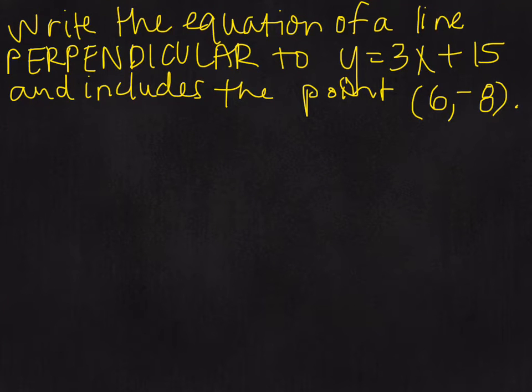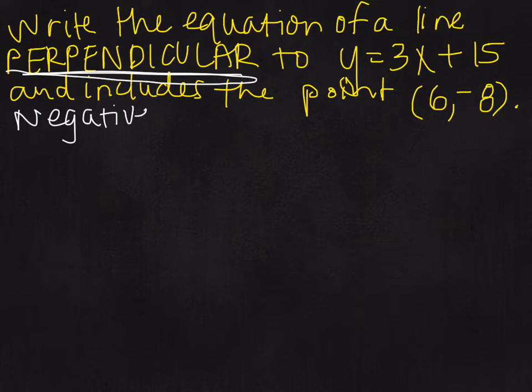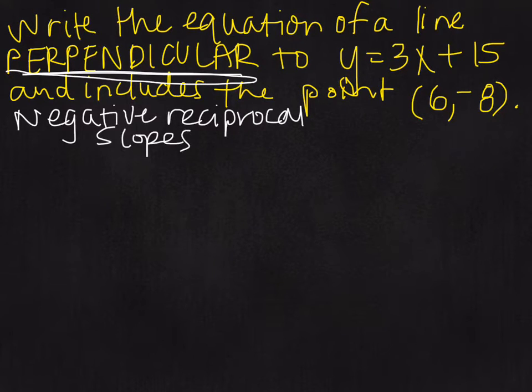Here we're writing the equation of a line that is perpendicular to y equals 3x plus 15 and includes the point (6, -8). So, again, one of the key words that pops out to me here is the word perpendicular. That's a big deal to realize what that means. Perpendicular lines have negative reciprocal slopes. So that's a big deal to know.